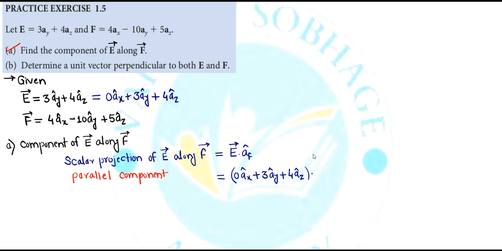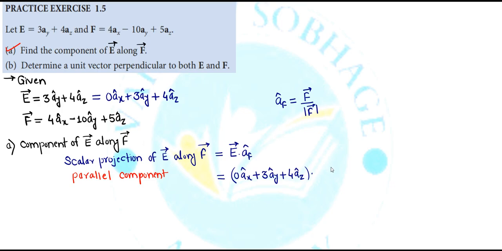So what is the unit vector for that vector F? You can recall the basic definition of unit vector. Whatever your unit vector is, it is represented by the small letter a, and here the unit vector of your vector F will be the given vector F divided by its magnitude. So this is your unit vector along the F direction.